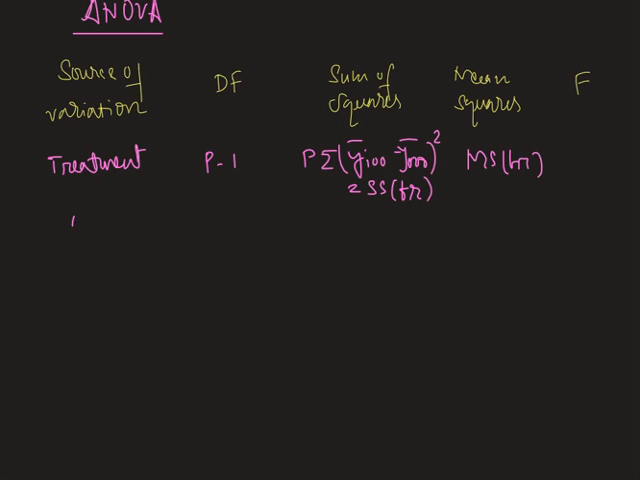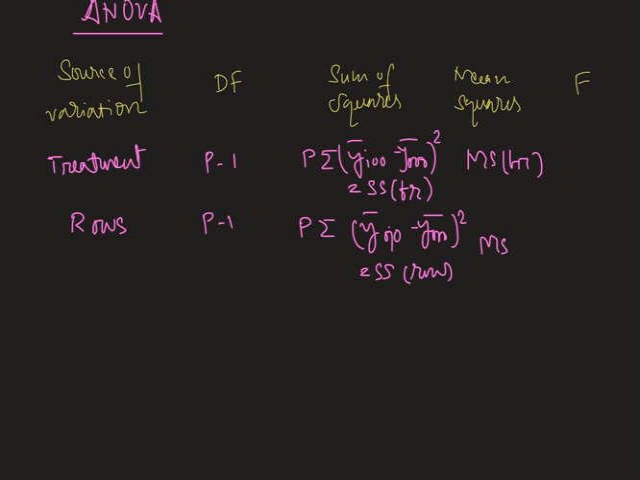Secondly, we write the source of variation is from rows. The degrees of freedom is also p minus 1 as there are p rows in a Latin square, and the sum of square is p multiplied by y naught j naught bar minus y triple naught bar whole square, which is nothing but sum of squares due to row. And here we have MS row.